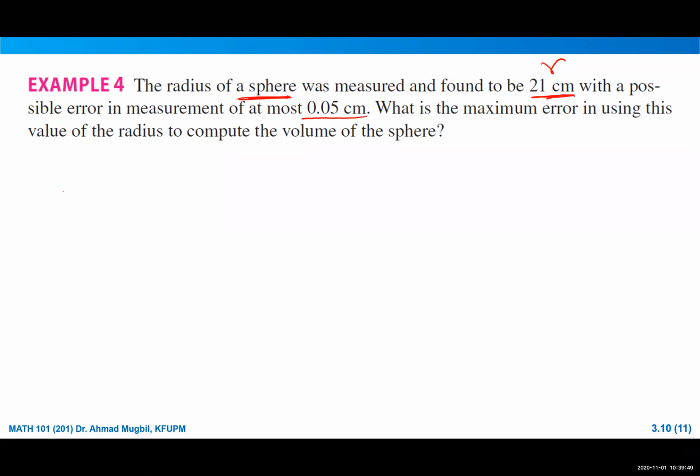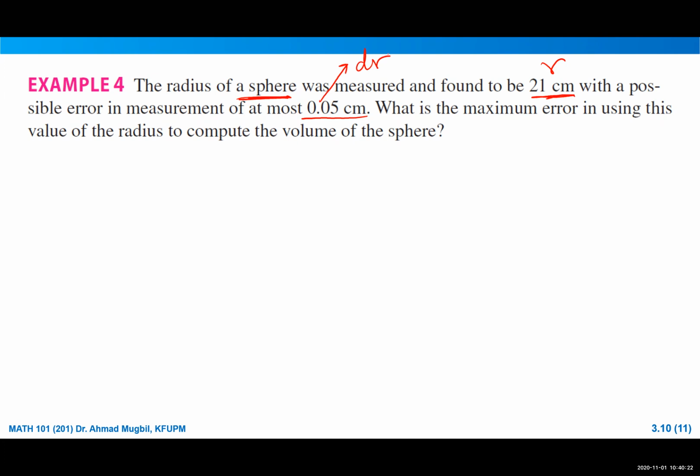So this means, Shabab, that we have a device to measure the radius of a sphere. But of course, this device is not 100% accurate. So there is a possible error that could be 0.05 centimeter, more or less. It could be plus or minus. So what can we consider this, Shabab? This will be dr, a small amount of change in r.